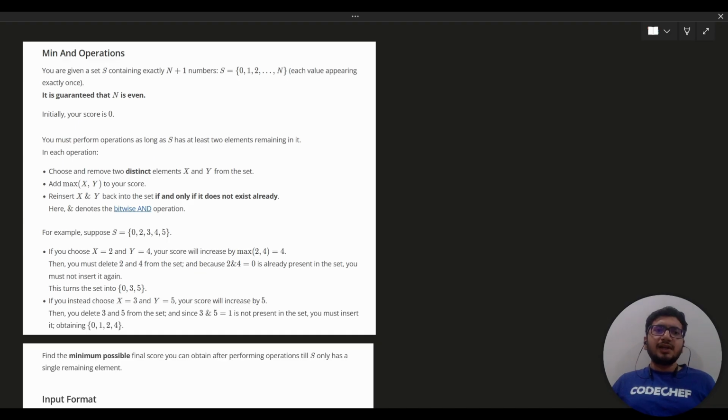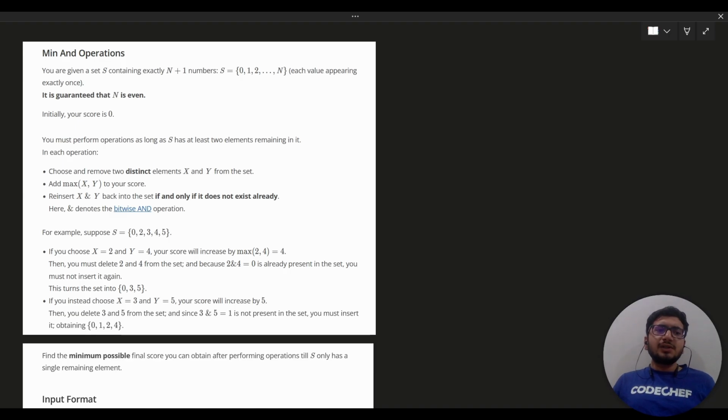You are given a set S containing exactly n plus 1 numbers. That means the set will have 0, 1, 2 till n, each value appearing exactly once, and it is guaranteed that n is even. Now initially our score is 0. We must perform operations as long as S has two or more elements left in it, and the operations are as follows.